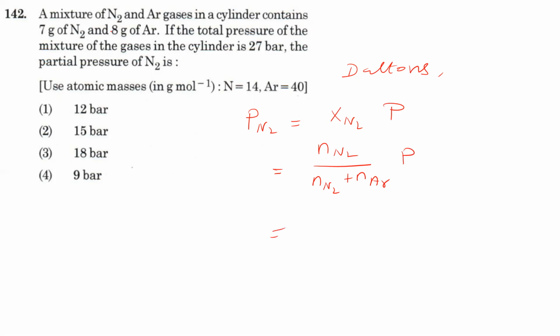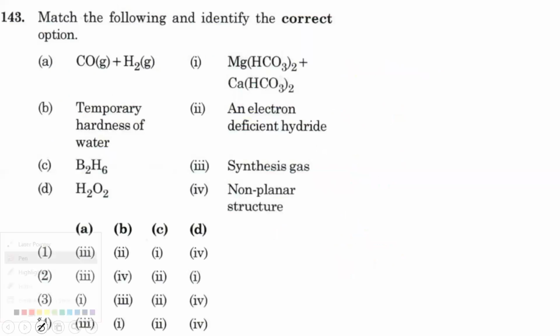Number of moles of N2: 7 gram of N2 is given, so 7 gram of N2 by molecular mass of N2. And 8 gram of argon is given, with atomic mass 40, into total pressure. Total pressure is 27 bar. On simplifying this, we get the answer for this question, that is 15 bar. 15 bar is the answer, which is called partial pressure. Let us go to the next question.